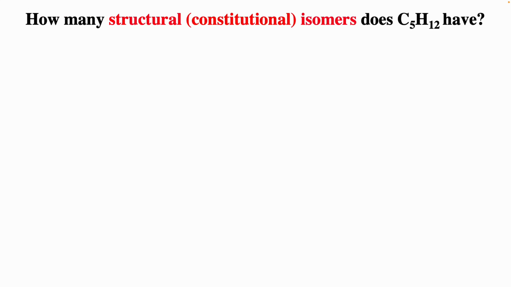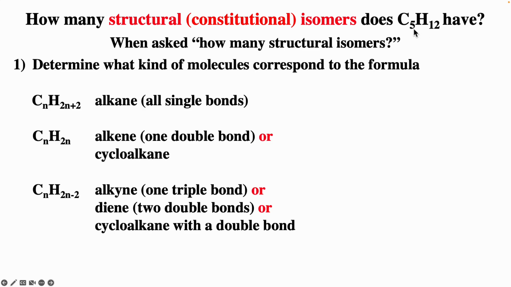And so you could be asked, how many structural isomers does something have? And so if you're given a hydrocarbon, and so here we have C5H12. Now, if it's CnH2n+2, that means we have n carbons and 2n+2 hydrogens. That's what we have here. So in this case, n is 5, and so 5 times 2 is 10, plus 2 is 12. That means all the carbon-carbon bonds are single bonds. If you have CnH2n, then that means that you have one double bond or you have a cyclic group.